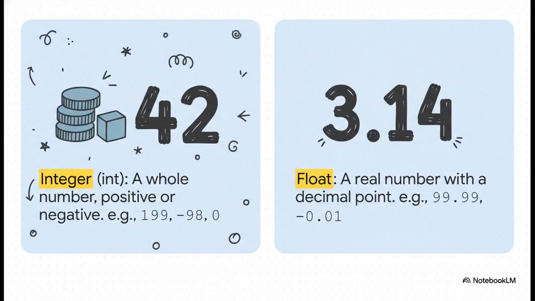Now, when it comes to numbers, Python kind of sees two main flavors. First, you've got integers, or ints for short. These are your classic whole numbers, no fractions, no decimals. Then you have floats, and these are any numbers that do have a decimal point. And this is a really important distinction because the computer actually handles them a bit differently behind the scenes.